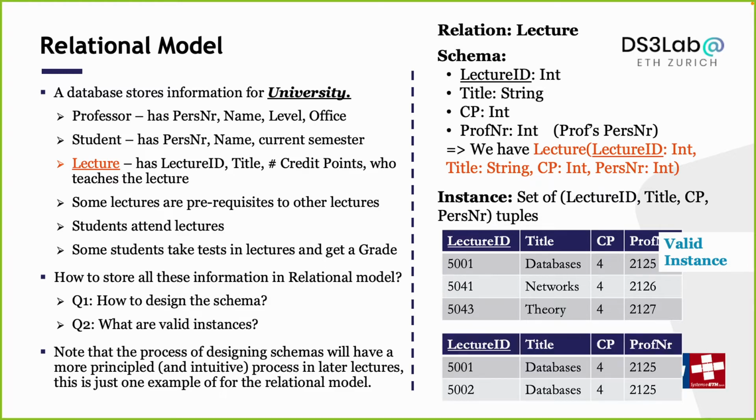Okay? And this is actually also a valid instance. This is actually a very weird instance if you look at it. It simply means that in this universe that we want to model, there are 2 database courses with different lecture IDs. You can put the weird things into the instance, but it's valid given your schema. It satisfies the data type constraint. It's a set. It also satisfies the key constraint, because the lecture ID is unique.